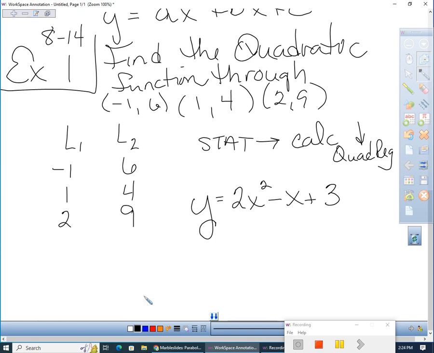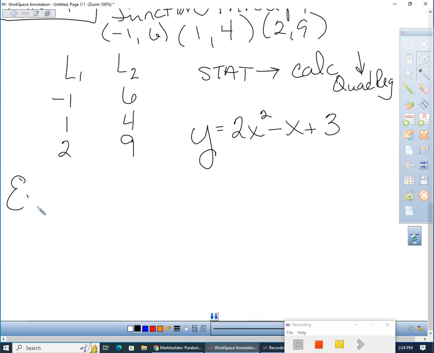Any question? No question. Anybody at all? Okay. All right. As I said, if you learned it before, this should make it really easy. Let's go to example number 2. Pretty similar to this. Example 2.